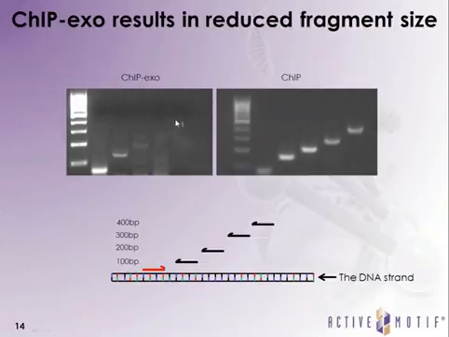And that's because the exonuclease has now trimmed the DNA fragment back to where there is no landing site for these primers. And because there is no landing site, you won't get a product, and that's exactly what ChIP-Exo is doing, in that it is generating smaller fragments that are more concise and to the point of protection by the transcription factor.